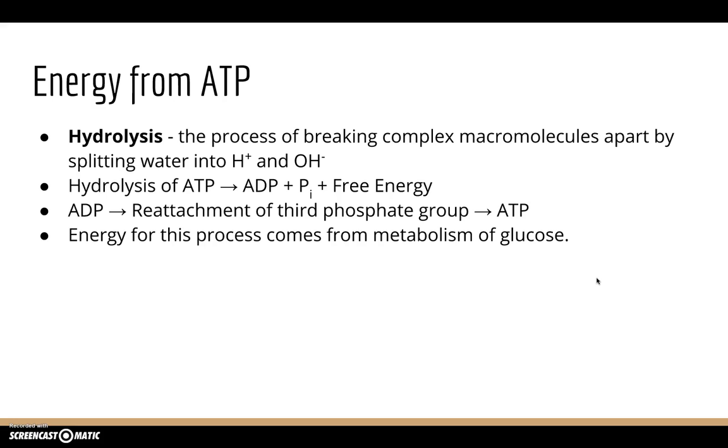To carry out life processes, ATP is continuously broken down into ADP, and ADP is continuously regenerated back into ATP by the reattachment of a third phosphate group. Water, which was broken down into its hydrogen atom and hydroxyl group during ATP hydrolysis, is regenerated when a third phosphate is added to the ADP molecule, reforming ATP. Energy must be infused into the system to accomplish this process of ATP regeneration. This energy comes from the metabolism of glucose.